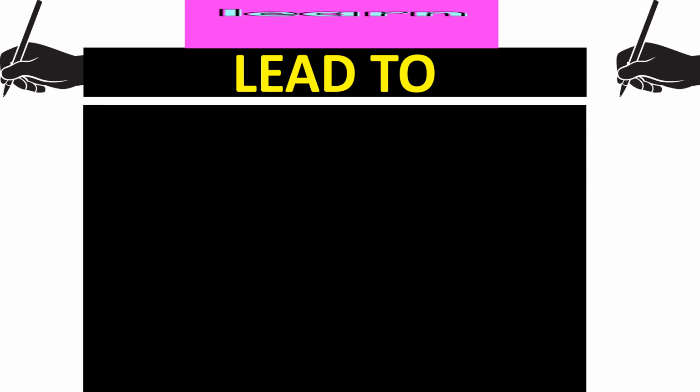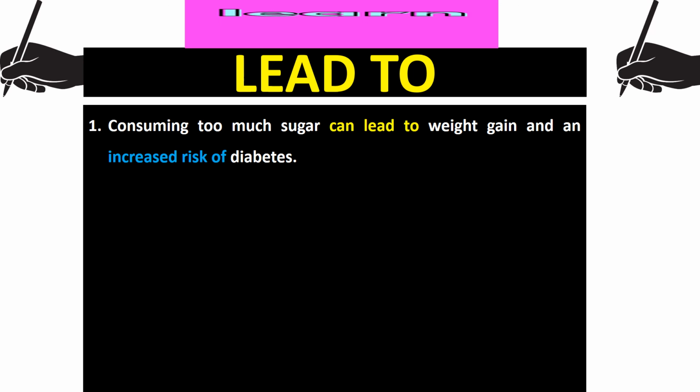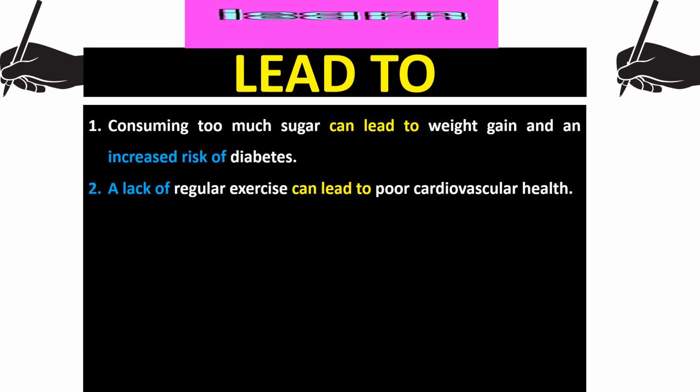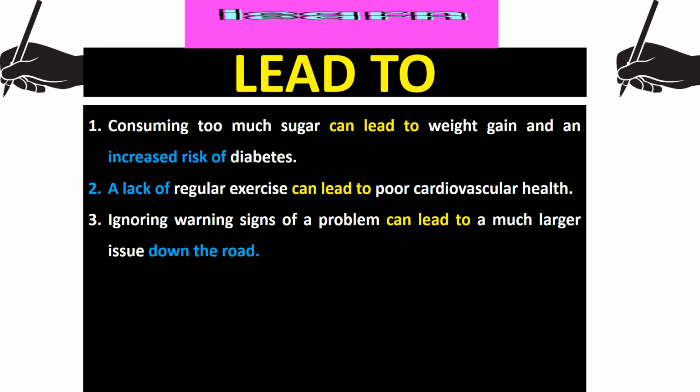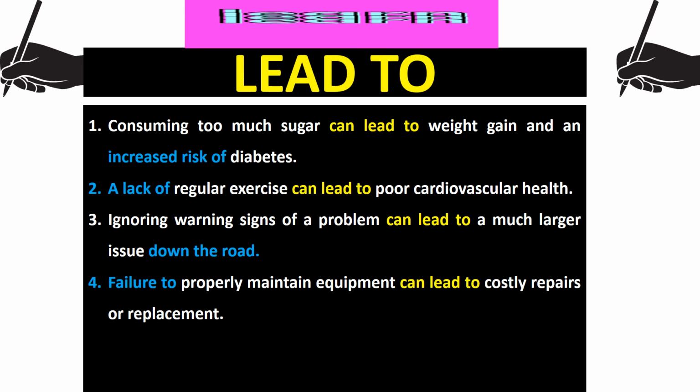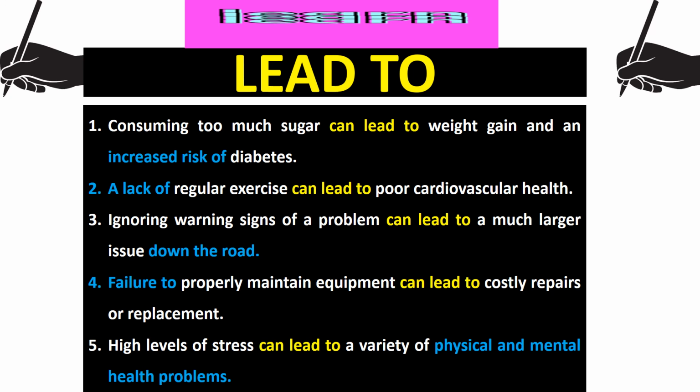Consuming too much sugar can lead to weight gain and an increased risk of diabetes. A lack of regular exercise can lead to poor cardiovascular health. Ignoring warning signs of a problem can lead to a much larger issue down the road. Failure to properly maintain equipment can lead to costly repairs or replacement. High levels of stress can lead to a variety of physical and mental health problems.